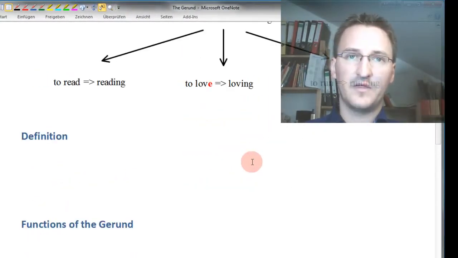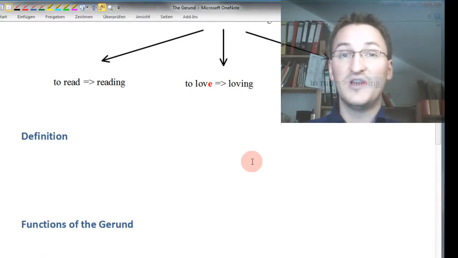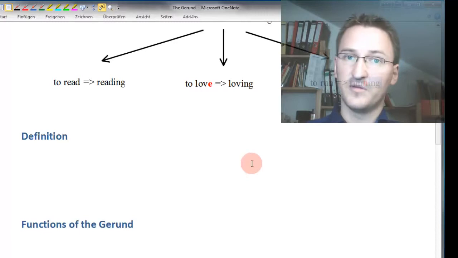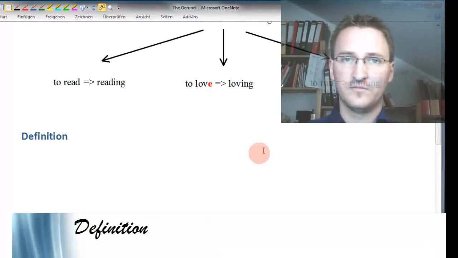Now, we know that there are different ing forms. We know how these ing forms are built, but still we don't quite know what the gerund is and what it's supposed to do, right? Let's find out.